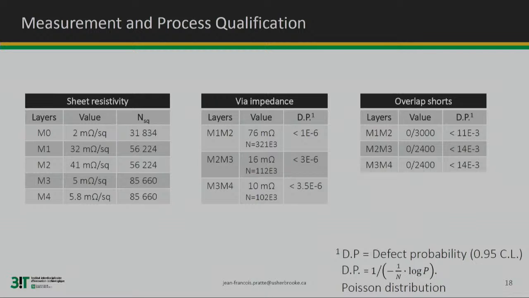We did some measurements, quickly the sheet resistivity and the via impedance measurements. Without going into details, because of lack of time, I will tell you that everything is under control to be able to develop a circuit. We look at overlaps and at shorts between different metal layers to make sure that the process is sturdy. And as you can see, on a total of 7,800 measurements, we measured no short at all.